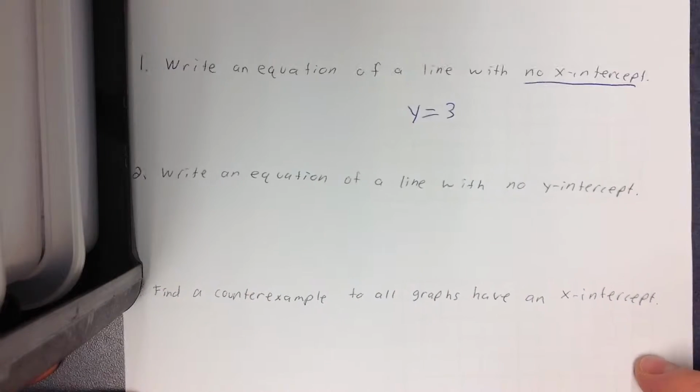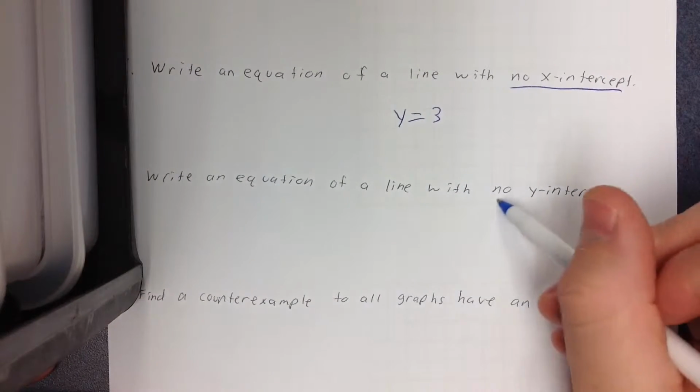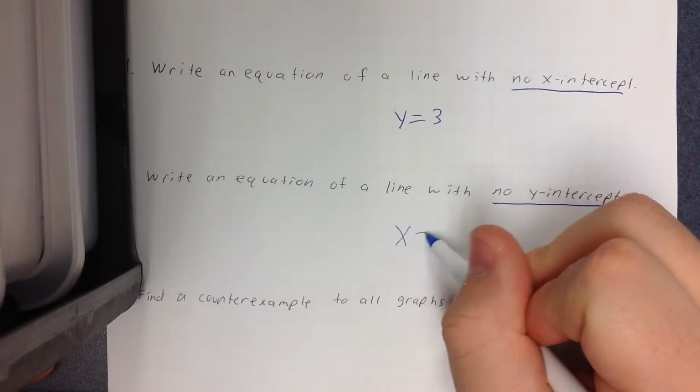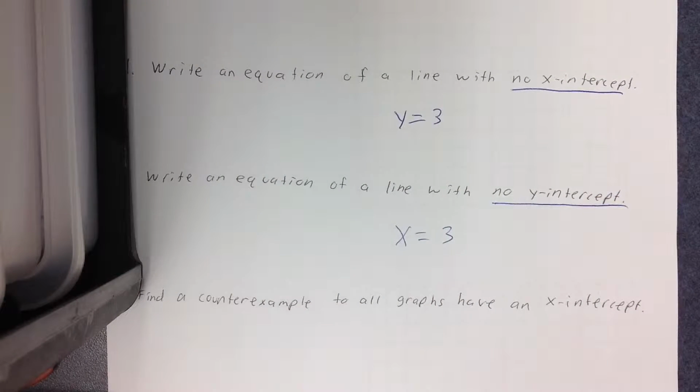So second problem, write an equation of a line with no y-intercept. So again, if it doesn't have a y-intercept, then it cannot have a y in the equation. So we're looking for something like x equals 3. Because again, it can't have a y if we don't want it to have a y-intercept.